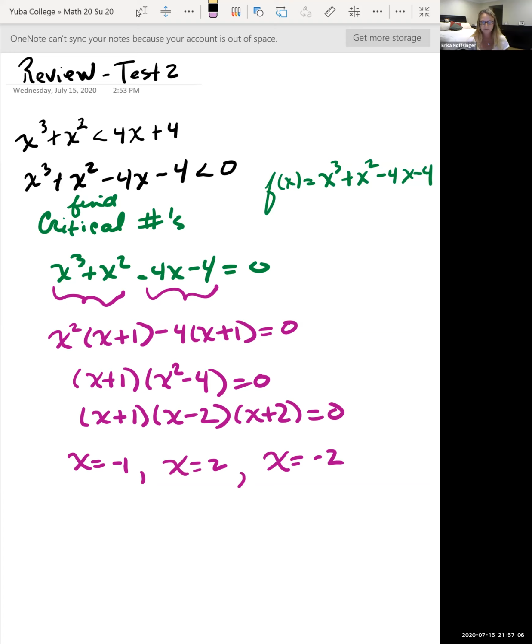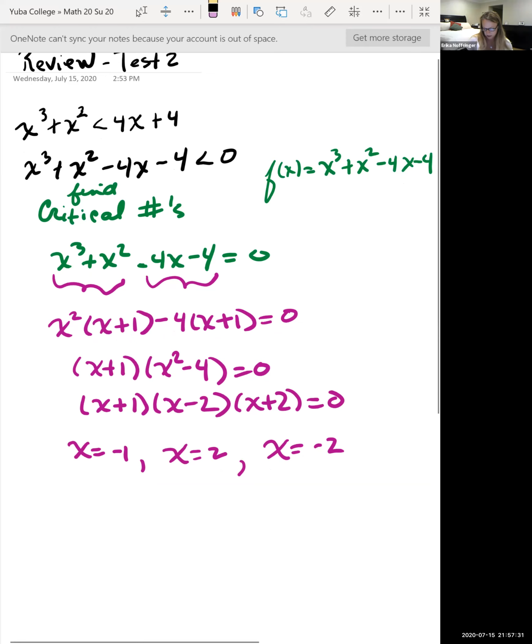So notice that these factors, when we set them equal to 0, only occurred once. The multiplicity is 1, so we actually know it's going to be crossing the x-axis there. We can bring that reasoning in when we're testing numbers if you want. If we had a multiplicity that occurred more than once, then we have to think of it as odd or even. If it was even, then it's just going to touch it and come back around.